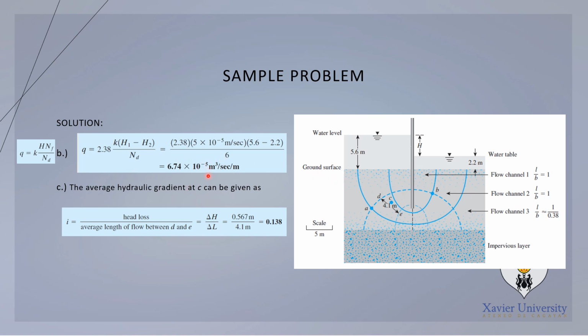So, calculating that one, our seepage flow is equal to 6.74 times 10 to the negative 5 cubic meter per second per meter. So, muna siya ang unit sa atong seepage flow. So, for the last one, we are asked to solve for the average hydraulic gradient at C. We know average hydraulic gradient is just the rise over run, that is the slope. So we have to know the H and the L.